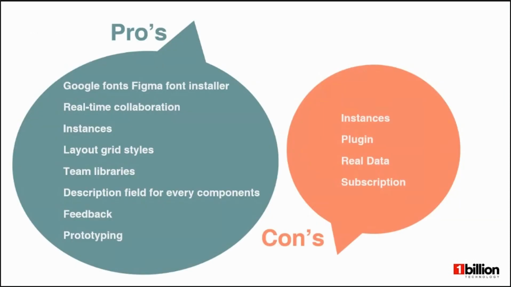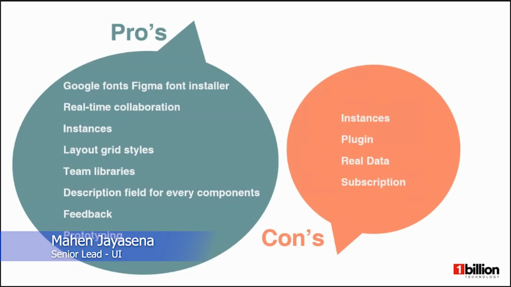Then again, the pros and cons. I will go straight here. It's a Google font format, as I told you, as an installer. It's real-time collaboration, as mentioned before. It's instant. Layout grid is in styles. Theme libraries, like component libraries, you can use for thousands of screens. By changing one place, it will affect the entire thing. There's a distribution field for every component, and feedback is there, prototyping is there. Those are the key pros I have seen.